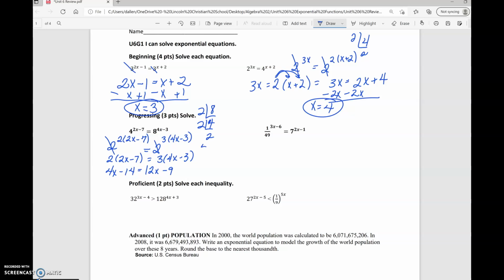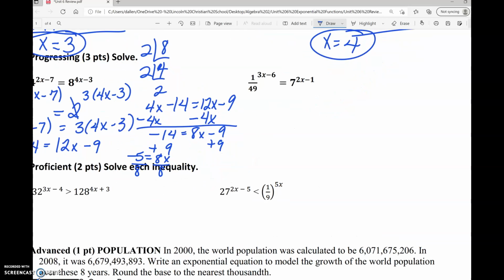Write this over here, 4x minus 14 equals 12x minus 9. Subtract 4x on both sides. Negative 14 equals 8x minus 9, and then add 9. So I have negative 5 equals 8x, and divide by 8. I'm running out of room. So x equals negative 5/8.